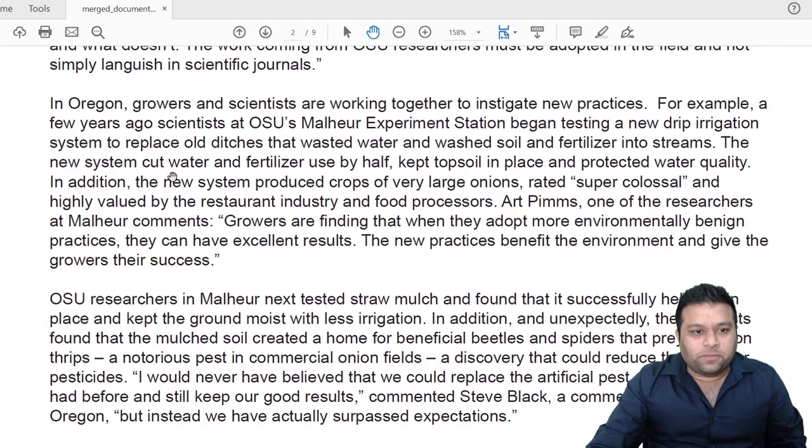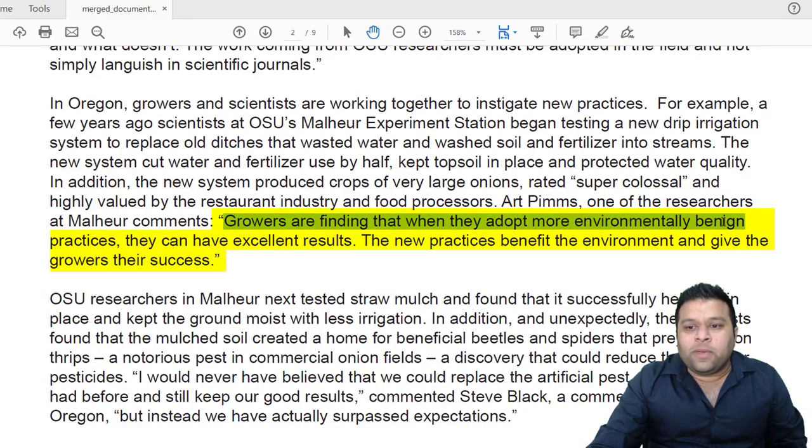So the second one is growers. Growers are finding that when they adopt more environmentally benign practices, they can have excellent results. So growers, who are growers? Growers are farmers. Farmers are finding when they adopt more environmentally harmless or friendly practices, they can have excellent results. The new practices benefit the environment and give growers their success. So the new practices, they do two things. One, they benefit the environment. And second is, they give growers their success, right?